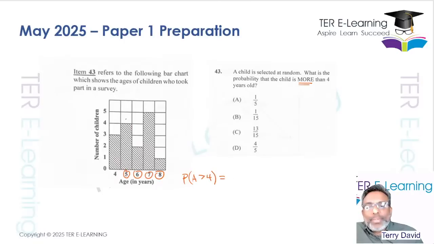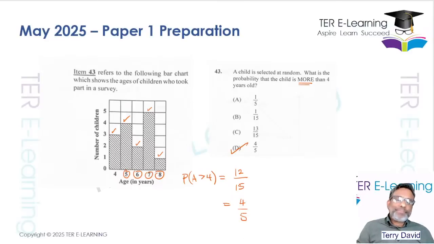Alright, so we're going to add up. 5 corresponds to 4 children, and 2, that's 4 and 2, 6, and 5, 11, and 1, 12. So there are 12 kids who have an age greater than 4. And the total number of children in the survey would have been 12 plus this 3 here, which is 15. So if I reduce this, it is going to be 4 over 5. So again, correction here. That's what happens when I'm trying to add things too quickly.